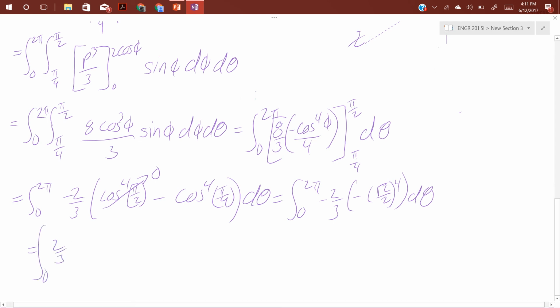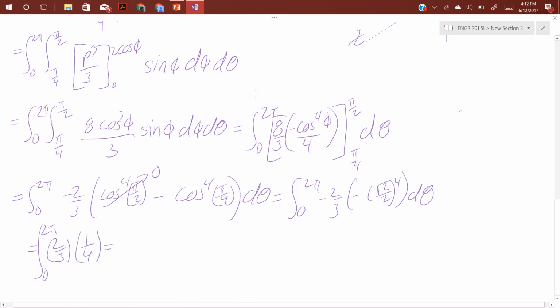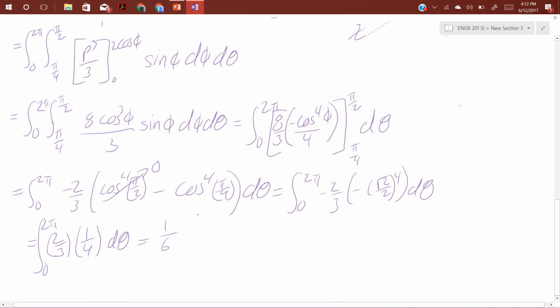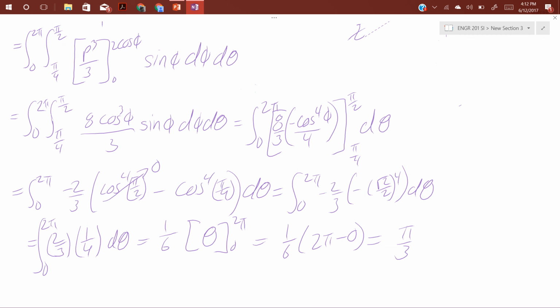2/3, 0 to 2 pi, I forgot about that. 2/3 times 1/4 d theta. Maybe we can go ahead and integrate for theta. This will equal 1 over 6 times theta from 0 to 2 pi, which is 1/6 times 2 pi minus 0, which equals pi over 3. Make sure I did that right. Yep, I get pi over 3.